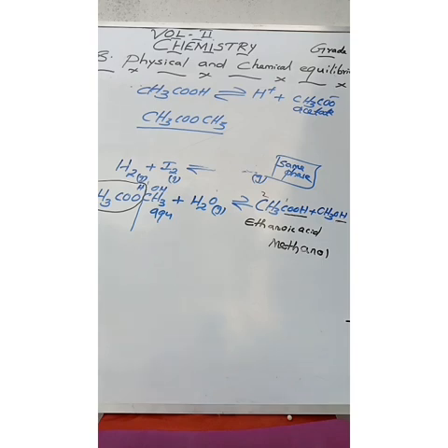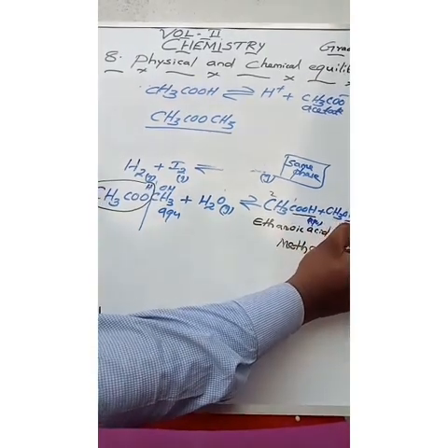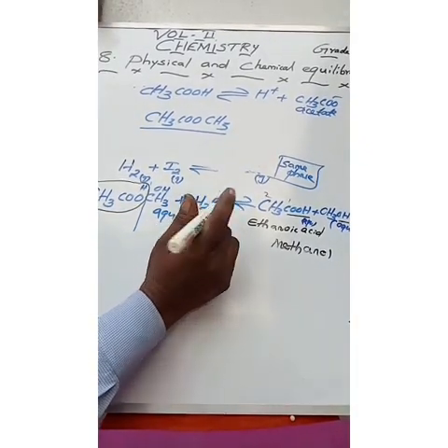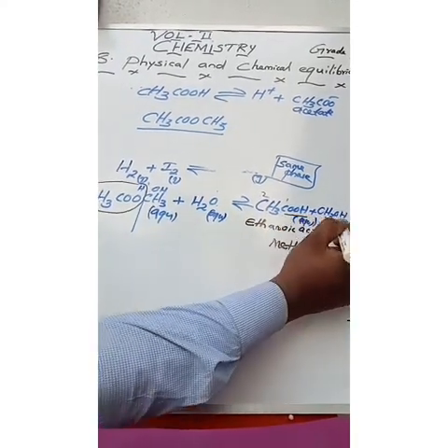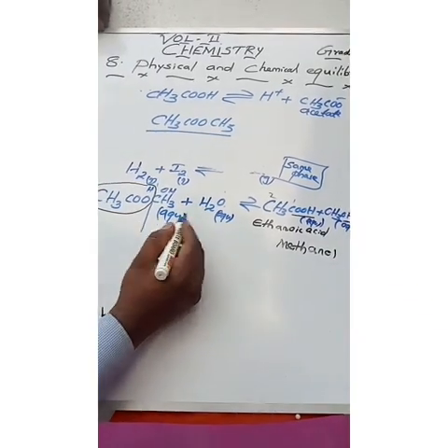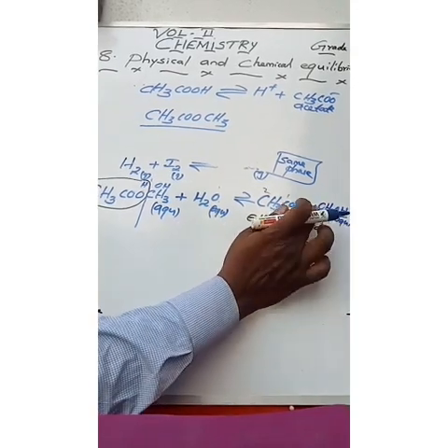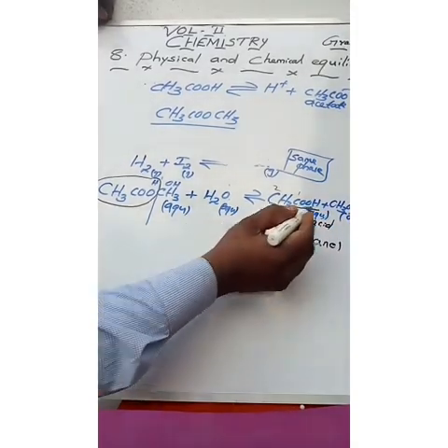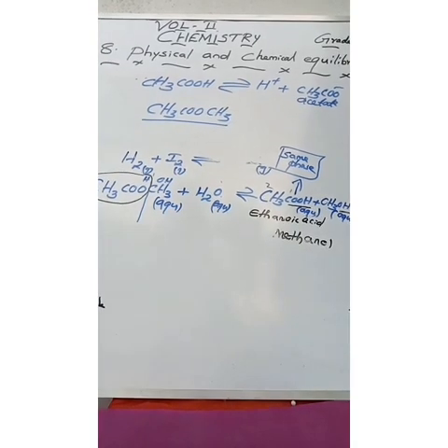These are also in the aqueous state. So this equation also shows that the reactant and the product are in the same phase. Am I right? Not in different phases. The reactants, methyl acetate and water, and also the products, ethanoic acid and methyl alcohol, everything is in the same phase, the aqueous state. What is aqueous? Aqueous means it must contain water. That we are saying aqueous state.